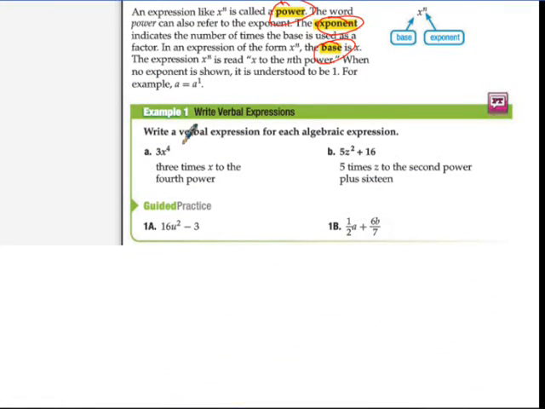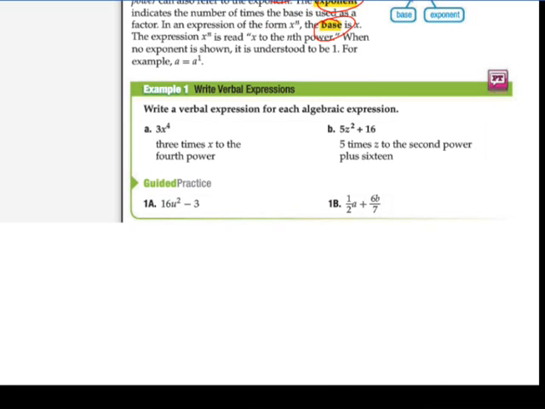So example 1, write a verbal expression for each. We just need to find a way to say this and exactly this. So there's a lot of different answers here. 3 times x to the 4th power is an easy way to write that out as a phrase. And over here, 5z squared plus 16, that's written out as 5 times z to the 2nd power plus 16. There's a bunch of different ways you could write these. Take a second, pause the video, try and write out a verbal expression for 1a and 1b, and then we'll check them. Pause the video now.